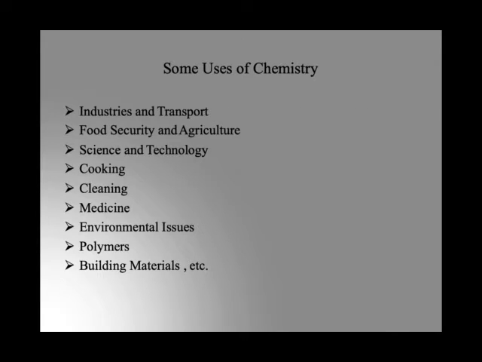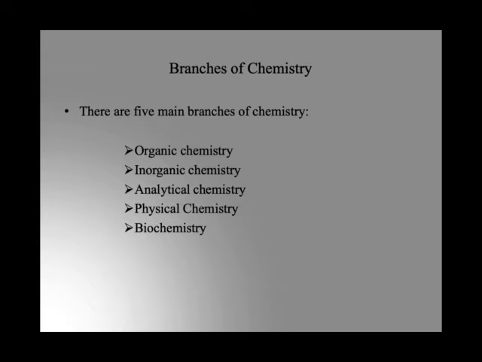Some other uses of chemistry include industries and transport, food security and agriculture, science and technology, cooking, cleaning, medicine, environmental issues, polymers, and building materials. Now, chemistry has been divided into five main branches. It includes organic chemistry, inorganic chemistry, analytical chemistry, physical chemistry, and biochemistry. Now, we will explain all these branches one by one.